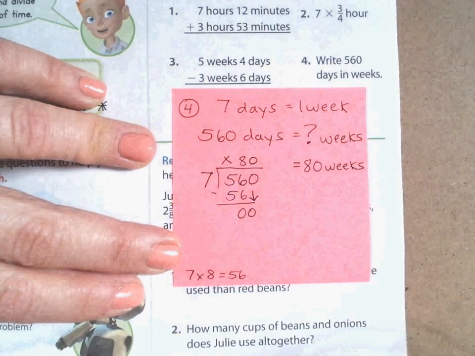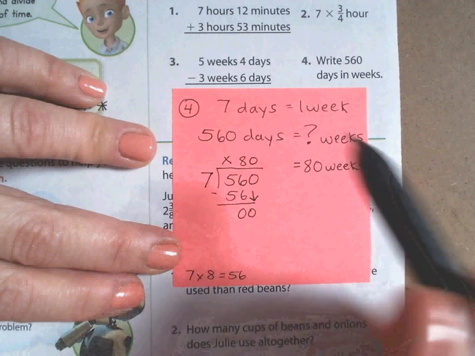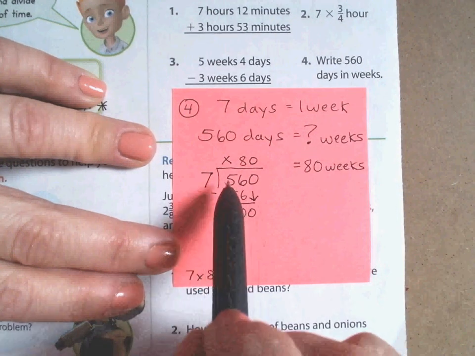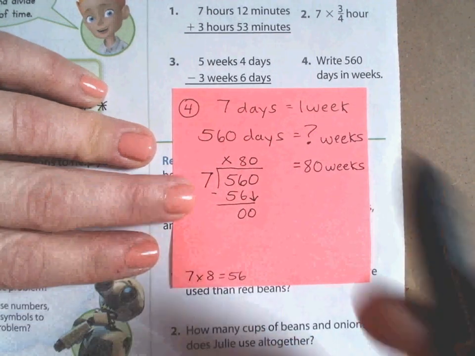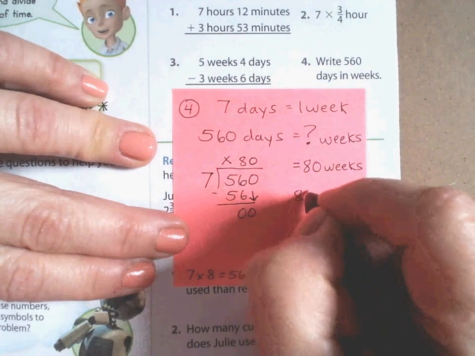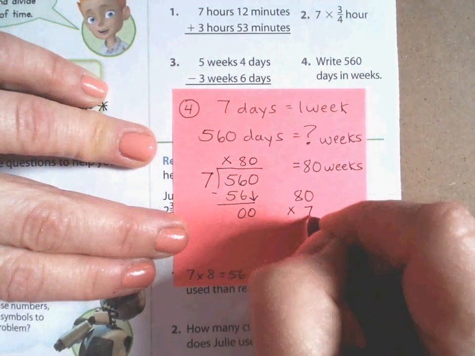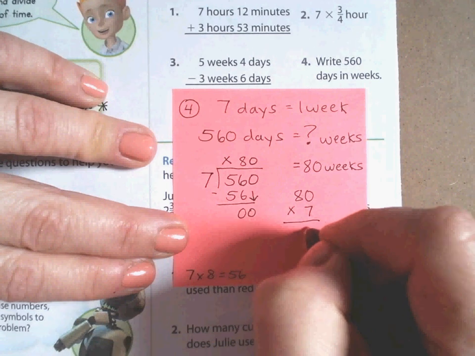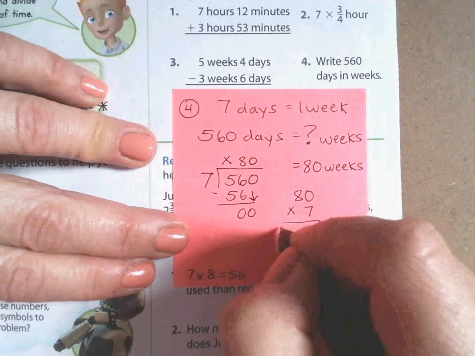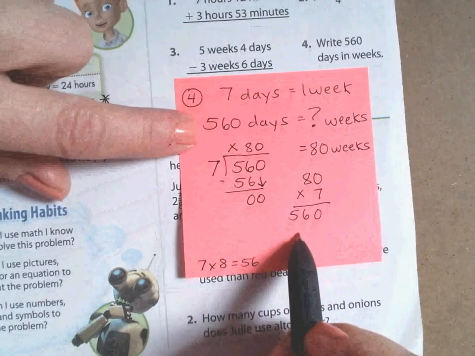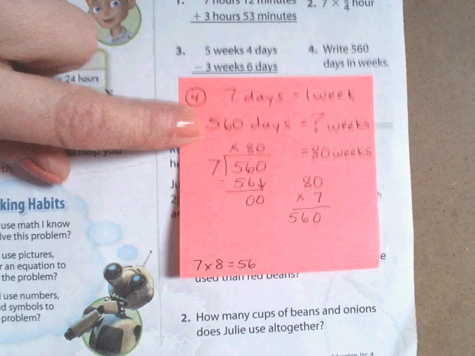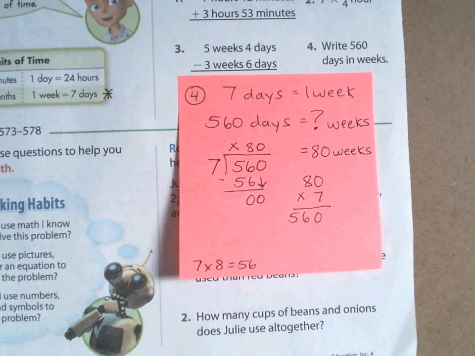And if you wanted to check your work, remember the inverse operation of division is multiplication. So I could take 80 times 7. 7 times 0 is 0. 7 times 8 is 56. And I can see I can check my work and get back to the 560 days.